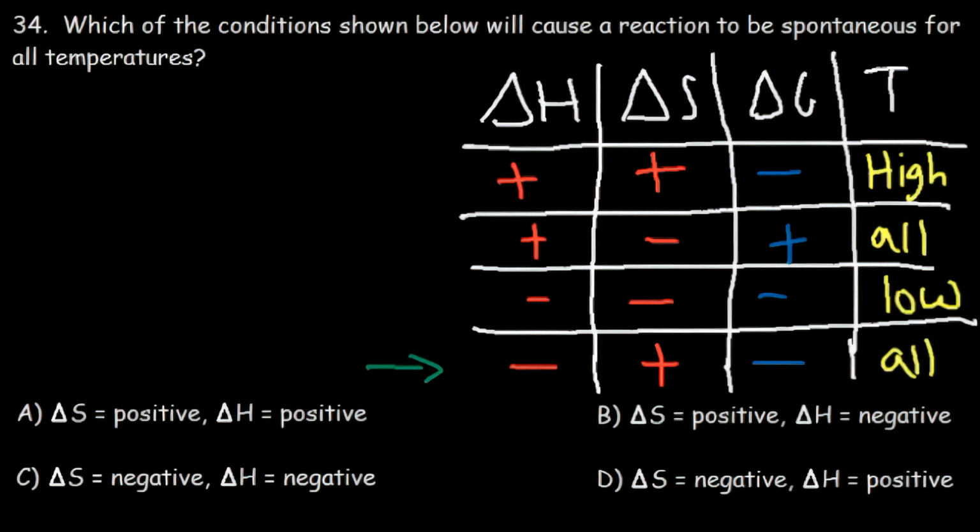So that's answer choice B. Delta S is positive and delta H is negative. So B is the right answer.